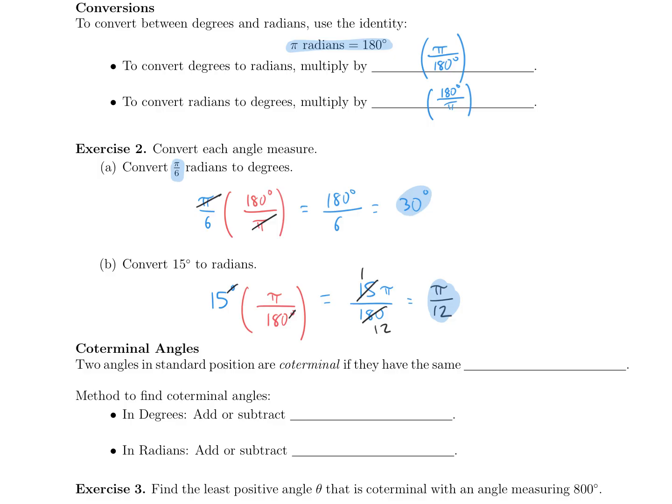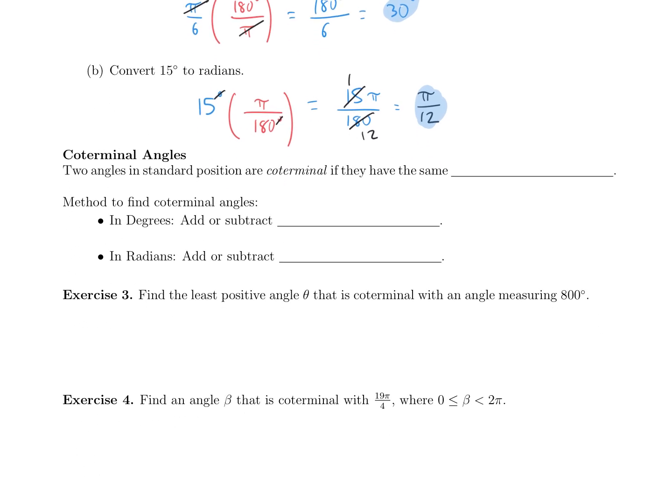All right, now we're going to talk about coterminal angles. Coterminal angles are two angles in standard position that have the same terminal side. So let me draw a picture for you. Let's go with 30 degrees. So let's say you had 30 degrees.